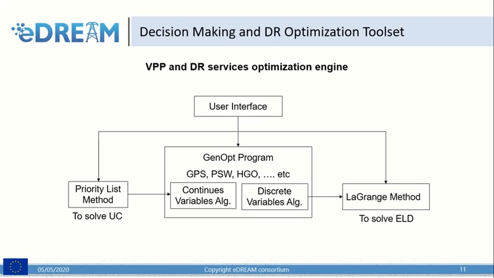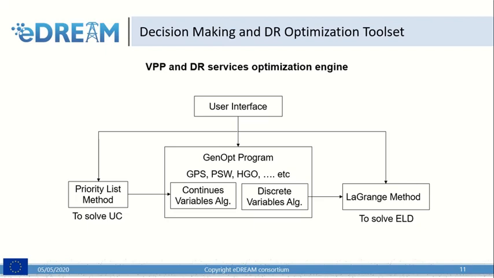For this reason, and to use the full capability of GenOpt, another two optimization methods have been implemented. Lagrange multipliers is used to solve the economic load dispatch problem, and is used with the GenOpt algorithms which can solve problems with discrete variables. The other method is the priority list, which is used to solve the unit commitment problem, and is used with the GenOpt algorithms which can solve problems with continuous variables.